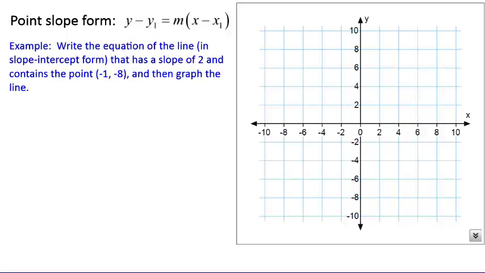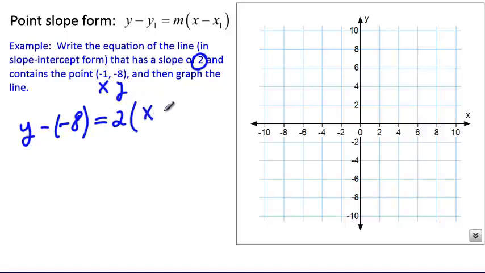Now, point-slope form, you can see here, as we saw in class, is directly related to the slope formula. In fact, if I divide both sides of this by x minus x1, I get slope equals y minus y1 over x minus x1. So I'm going to plug the numbers in that I have. I'm going to use this as x and y, and this is my m here. So y minus, the y value is -8, and that equals m, which is 2, times x minus, and the x value there is -1.